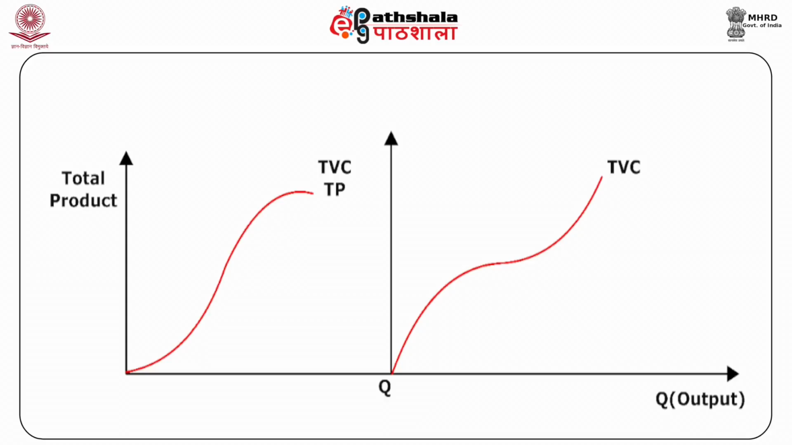And in parallel, the total variable cost first increases at a decreasing rate, there is a point of inflection, and the total variable cost begins to increase at an increasing rate.